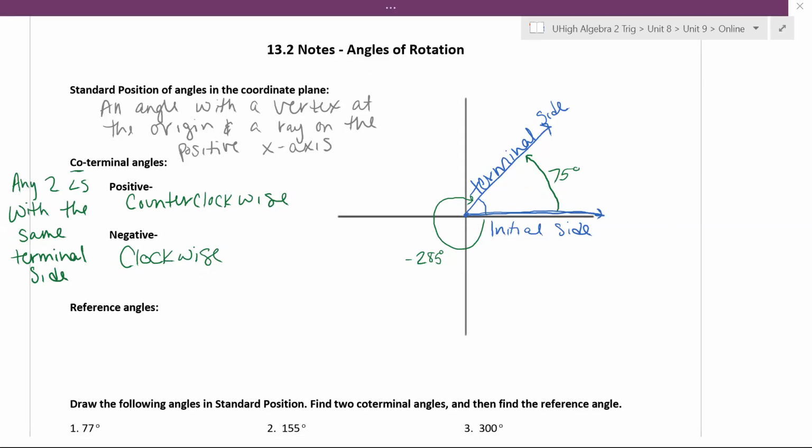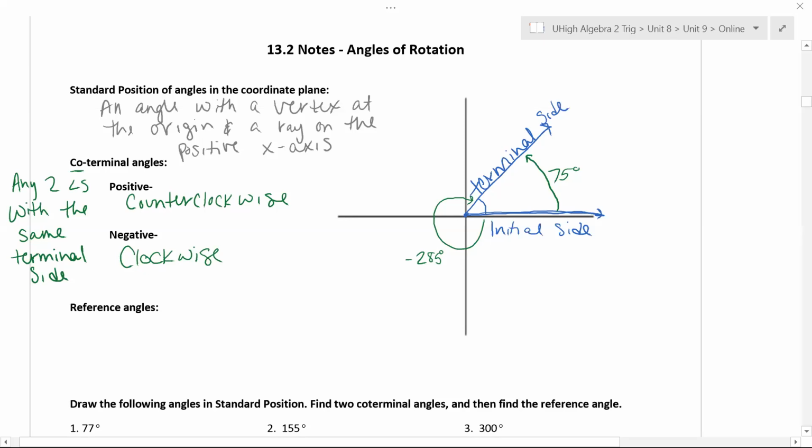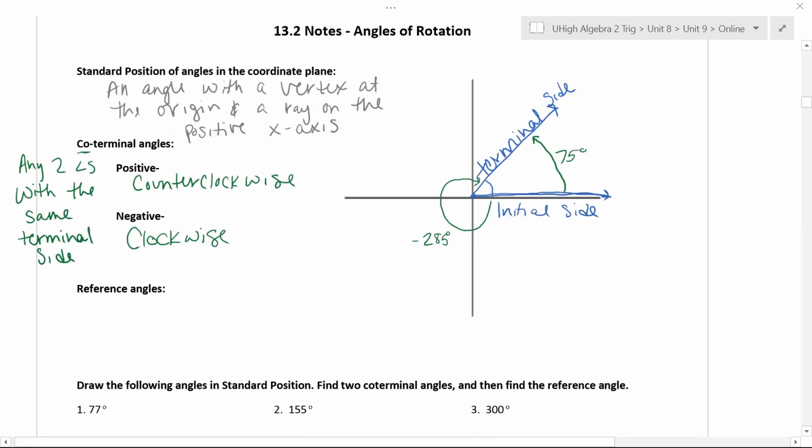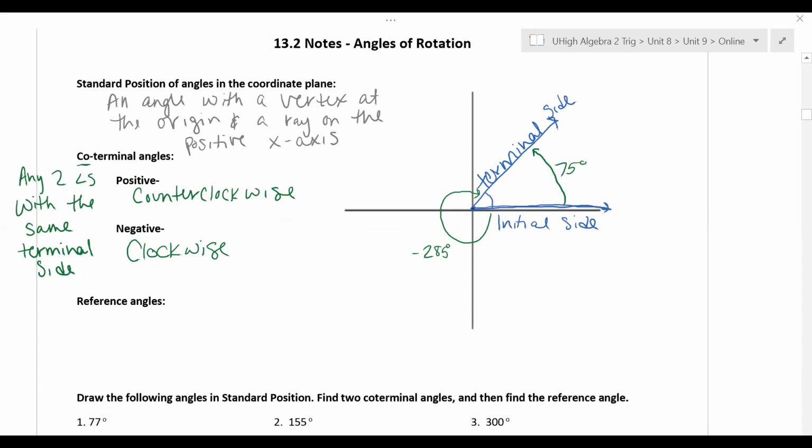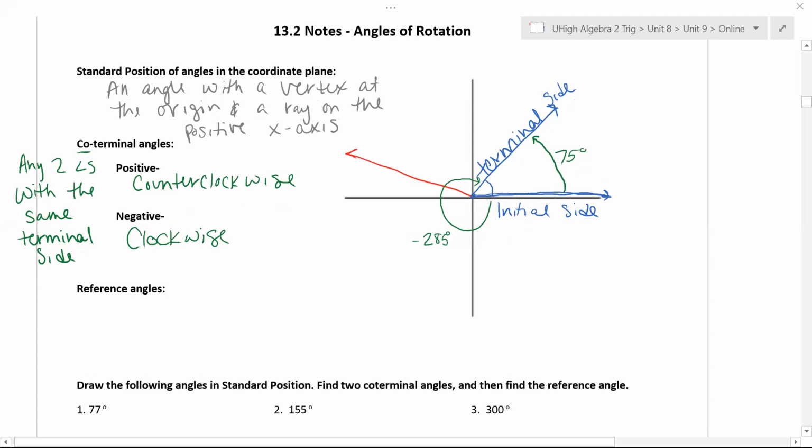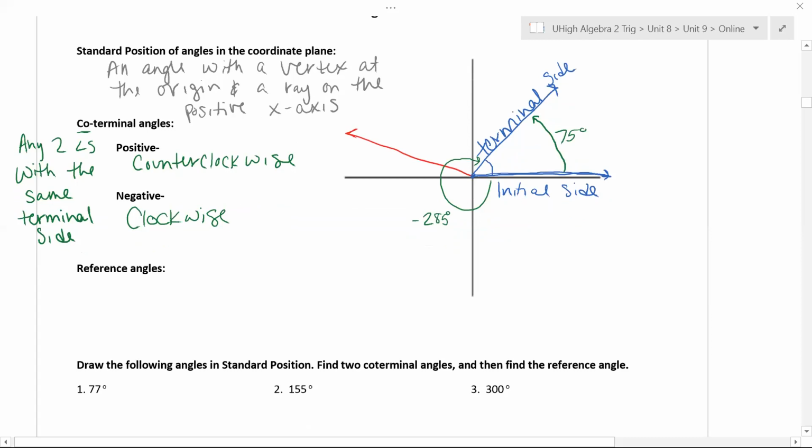Okay, the next idea that we're going to look at is this idea of a reference angle. So I'm going to just draw a new angle here. I'm just going to draw it out this way. It doesn't really matter where you guys draw it. This is just where I picked to. So a reference angle is going to be the acute angle formed by the terminal side.